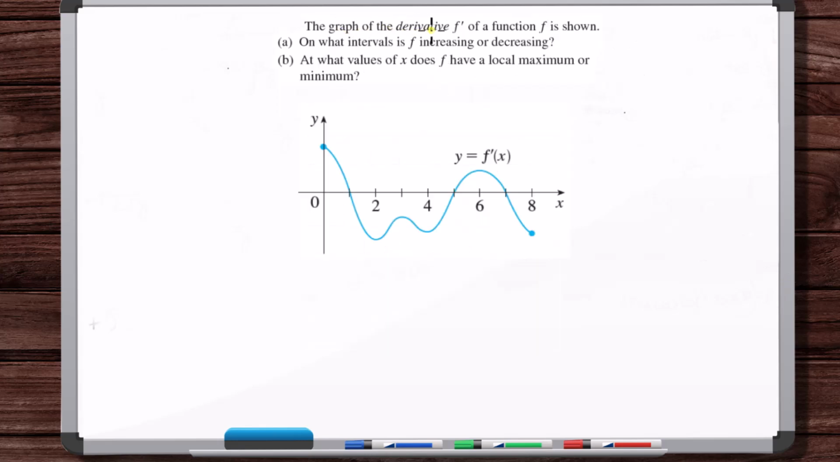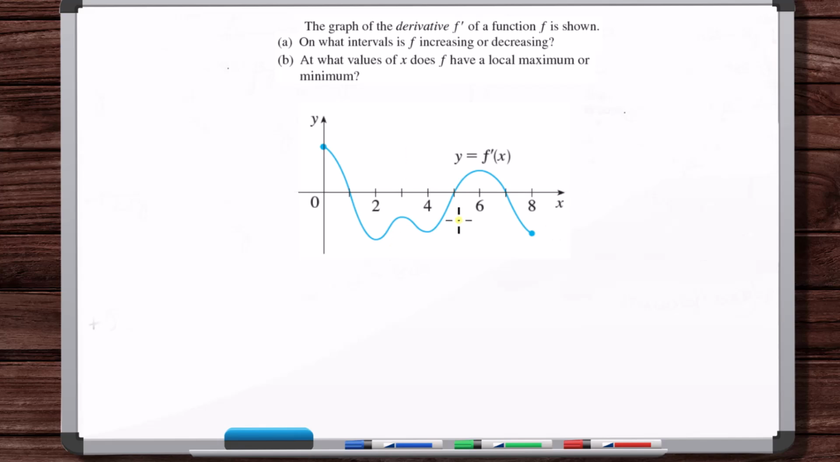The graph of the derivative f prime of a function f is shown. On what intervals is f increasing or decreasing? All right, this is the graph of the derivative, not the function itself. So the first question is, on what intervals is f increasing or decreasing? This is so easy that if you don't know it well, you think it can't be that easy. If the derivative is positive, it's increasing. If the derivative is negative, it's decreasing. That's it. So anywhere below the x-axis, the function is decreasing. Anywhere above, it's increasing.